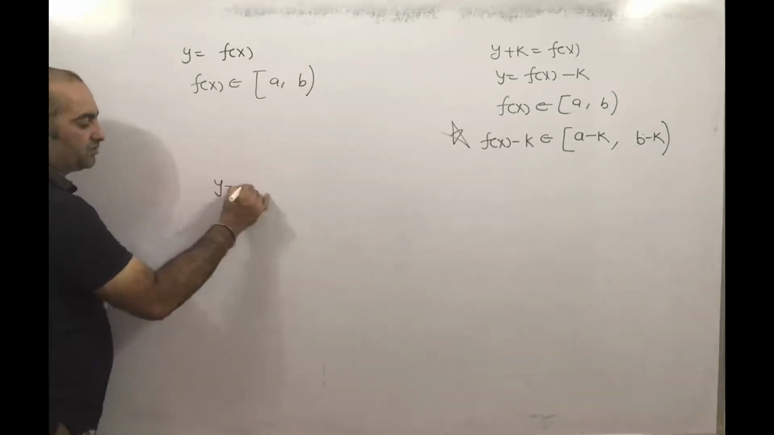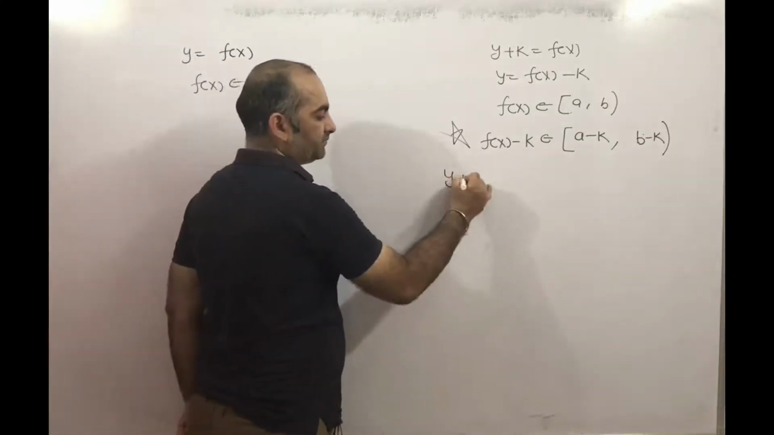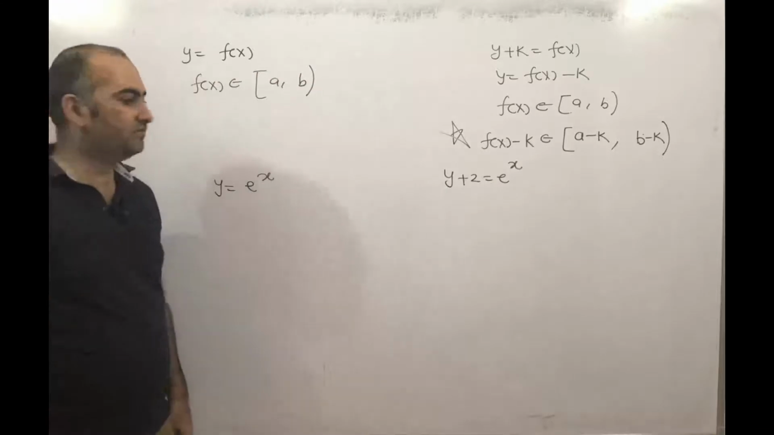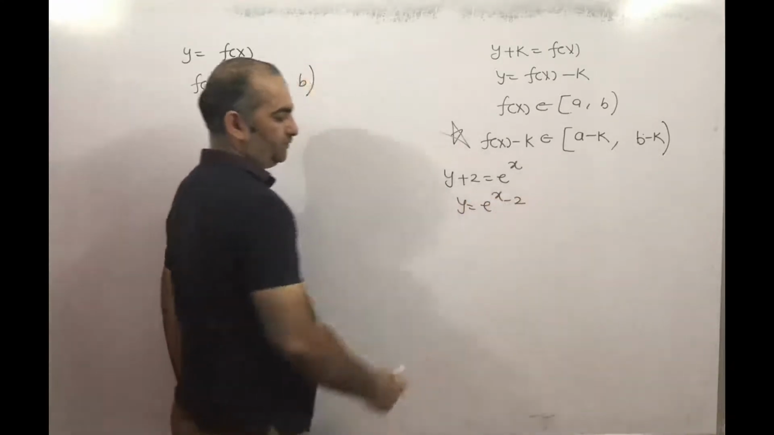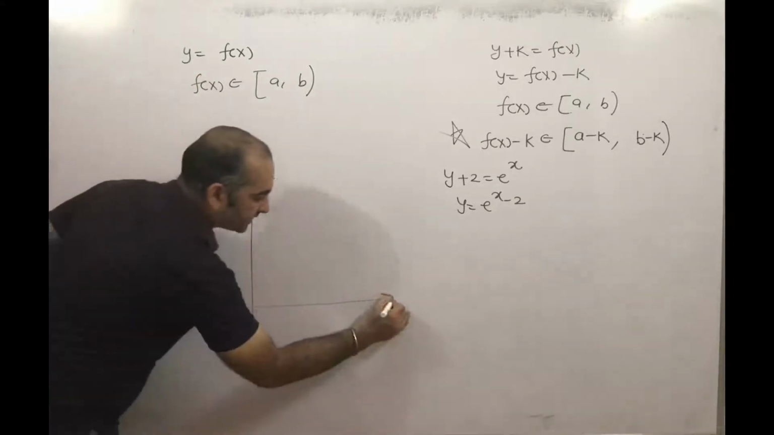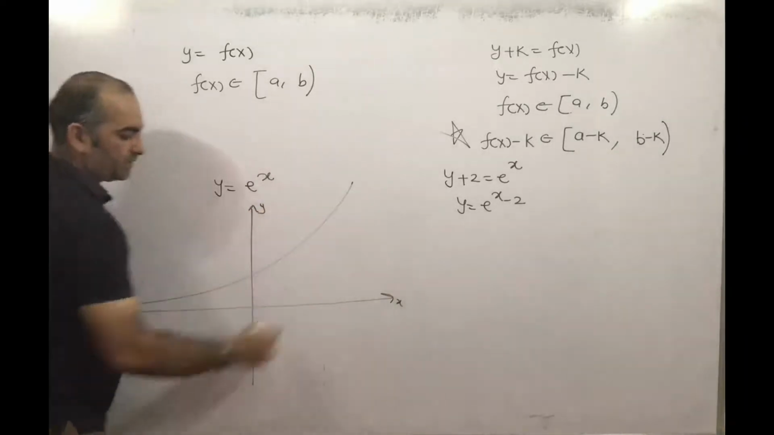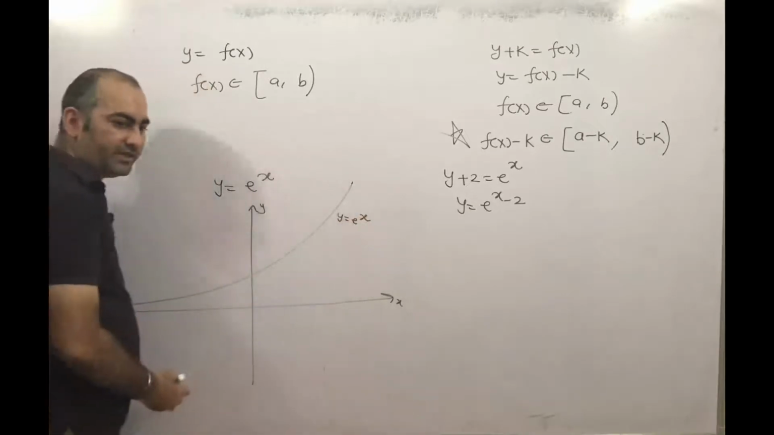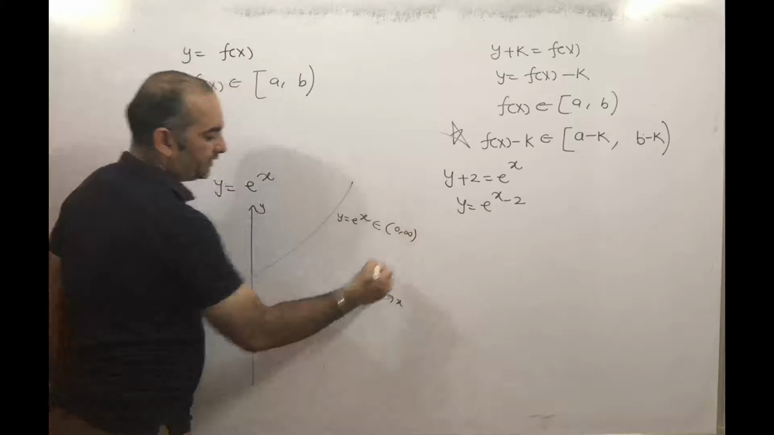Suppose the e power x graph we know, and we want to find out y plus 2 equal to e power x graph. So this one we can write as y equal to e power x minus 2. So y equal to e power x graph we know. This is the x-axis, this is the y-axis. So this is y equal to e power x graph. What is the range of e power x? This belongs to the open interval 0 to infinity.